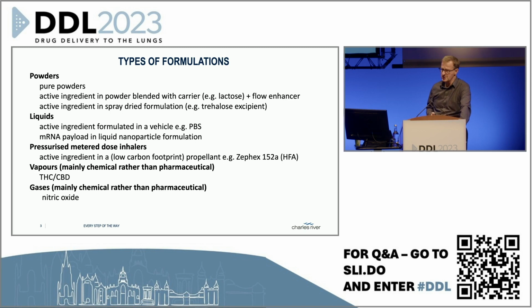So as Tony discussed, some of the formulations that we use for inhalation can be pure powders, active ingredients in an excipient, or an active ingredient in a spray-dried formulation. In terms of liquids, it could be the active ingredient formulated in a vehicle, such as PBS, or a messenger RNA in a liquid nanoparticle formulation. We also run pressurized metered-dose inhaler studies. So this is the active ingredient in a propellant, such as the low carbon footprint Zephex 152A. In terms of vapors and gases, these are more infrequent, but for example, THC and CBD can be in a vapor form, and nitric oxide as well.